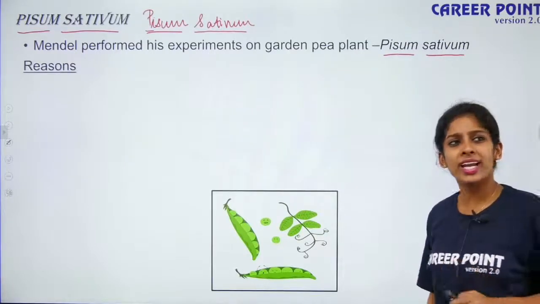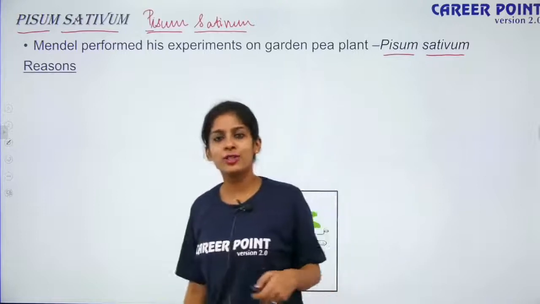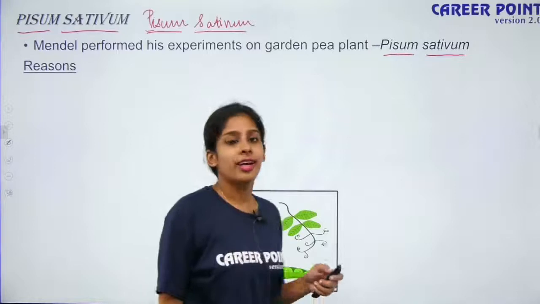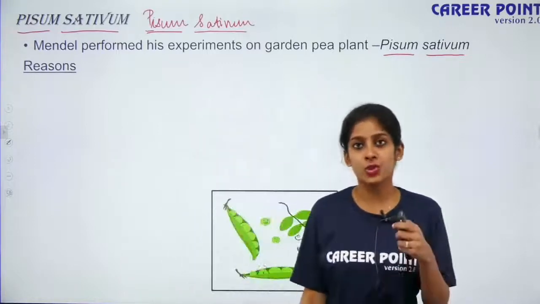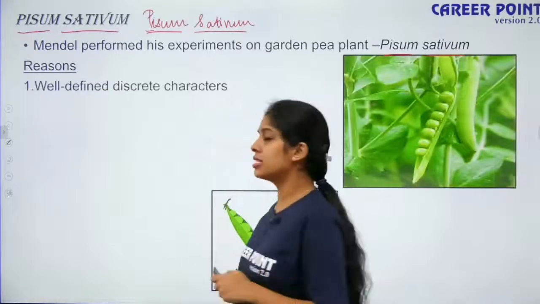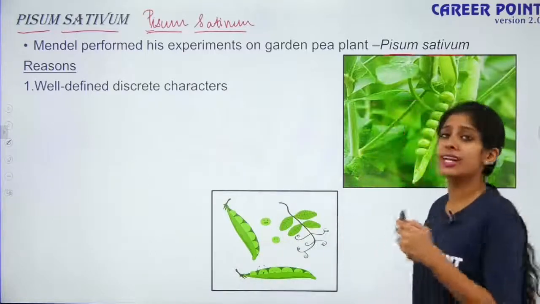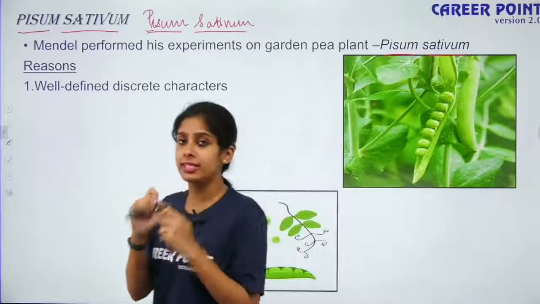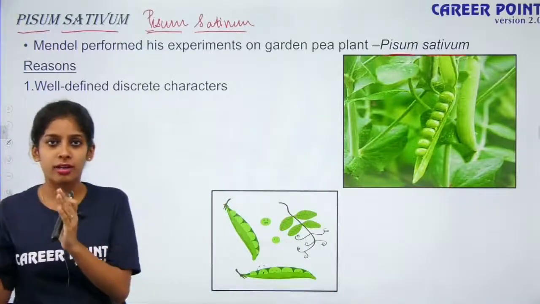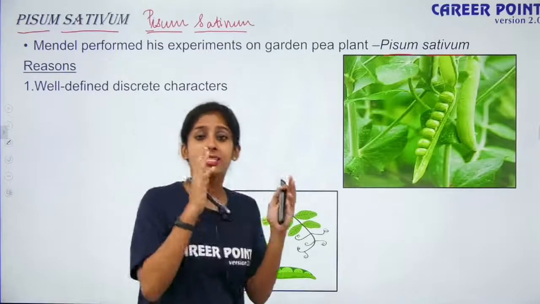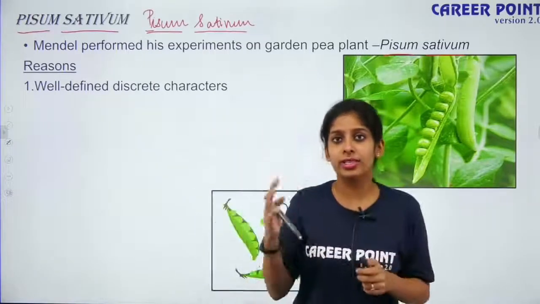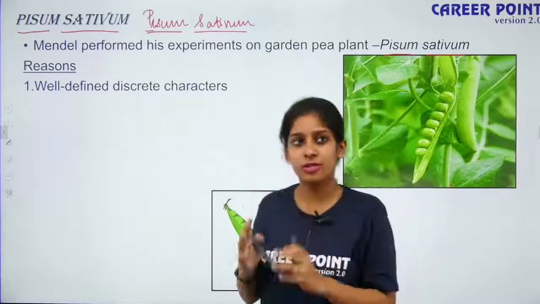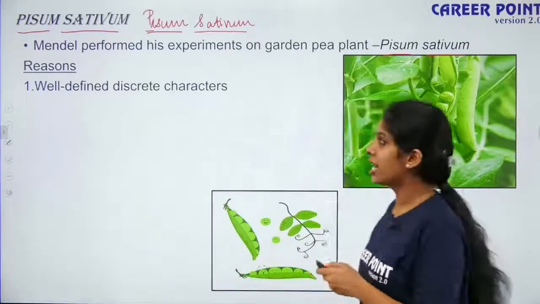Fine. But why did he choose these pea plants? Just because the pea plants were present in the church that he was living in? No, but basically there were other reasons as to why he chose the pea plant. So the first reason is that it had well-defined discrete characteristics. So each characteristic of the pea plant was very well discrete. For example, the flower was discrete, the fruit was discrete, the seed was discrete, the leaves were discrete, the branches were discrete, meaning they were different. Nothing was connected and it was easy for him to study. And that's why he chose it. So that is one reason.